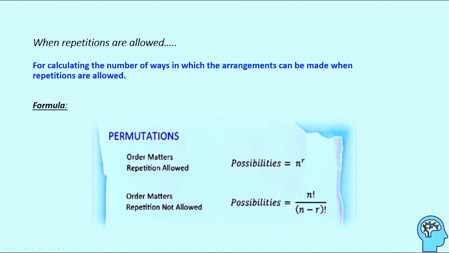The other formula we see here is n factorial by n minus r factorial. That is the formula when repetitions are not allowed, and it is the general formula for nPr. This formula was mentioned in the first session of permutations.